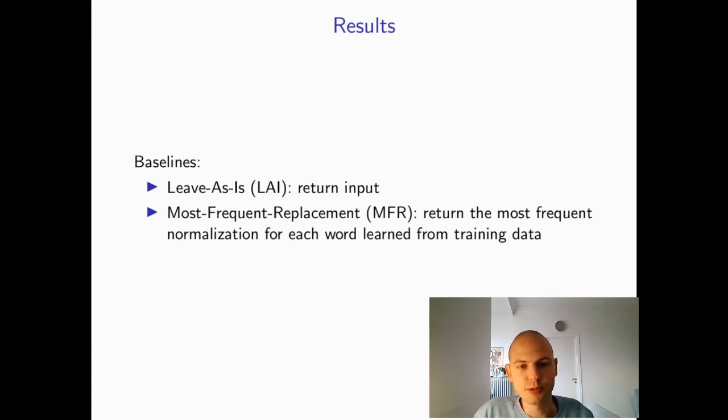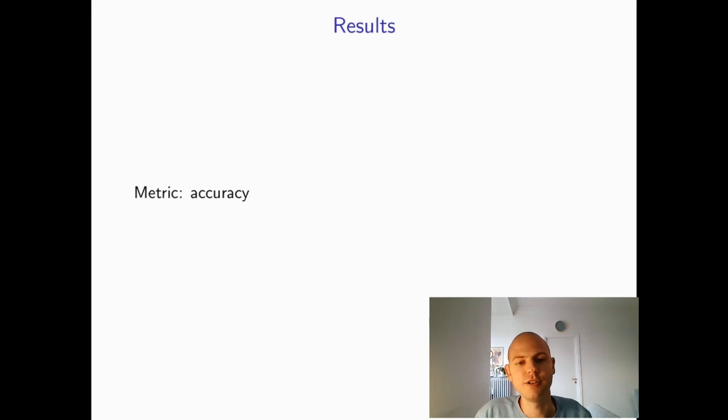To put our results into perspective, we provide scores from two baselines. The first one is the leave as is baseline, which simply returns the input words. The second one is the most frequent replacement baseline, which returns the most frequent normalization for each word based on the training data. The metric we use is word level accuracy, including also the words that don't need normalization.